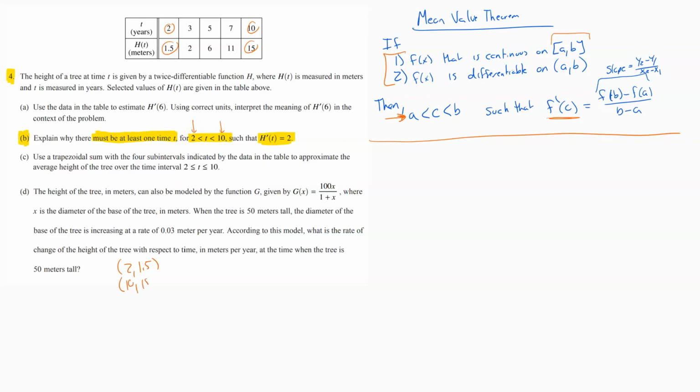And if I do just a quick slope problem, you almost don't even need to fill the whole thing out. You'd say 15 minus 1.5 over 10 minus 2. Well, that's definitely not going to equal 2 when I simplify it down, right? I'm going to get 13.5 over 8. That doesn't equal 2. So those aren't the two points that I'm looking for.